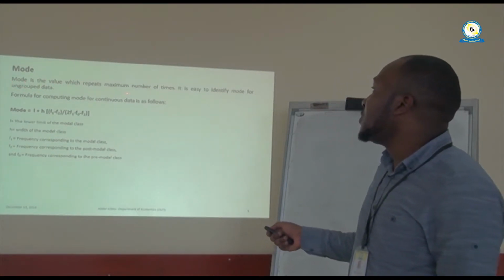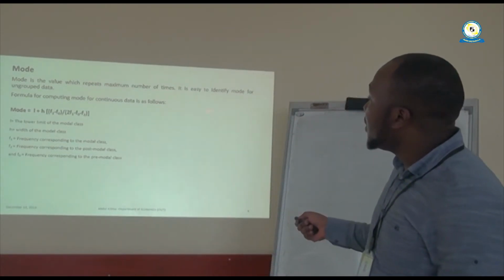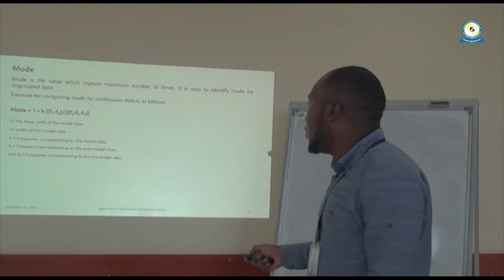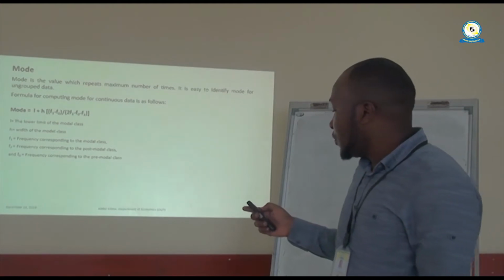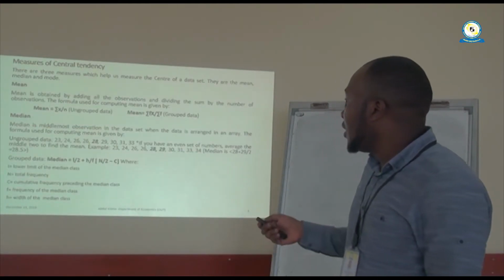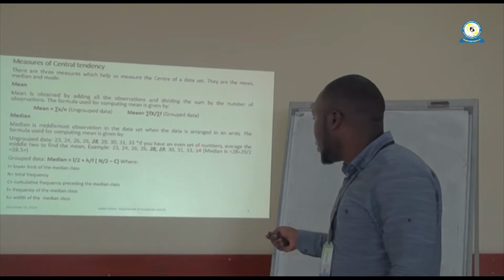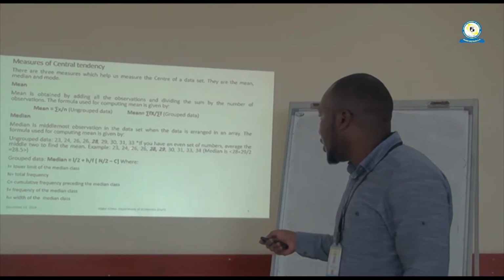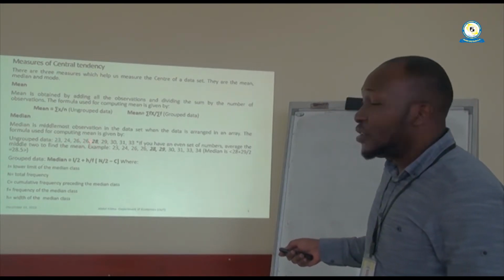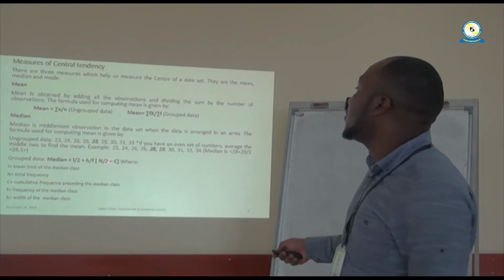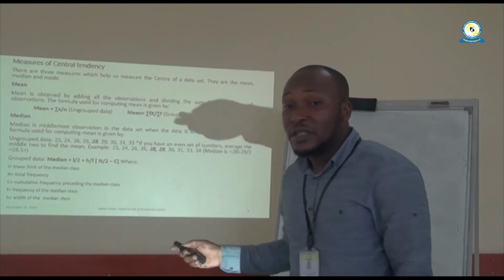Mode is the value which repeats the maximum number of times. You can say it that way. Or it is the value which is the biggest among other values. The formula for computing mode is as you can see. If you go back here, our mode is the most repetitive number, which is 26. But if you have no number which is repetitive, we could easily choose 33 because it's the biggest number.